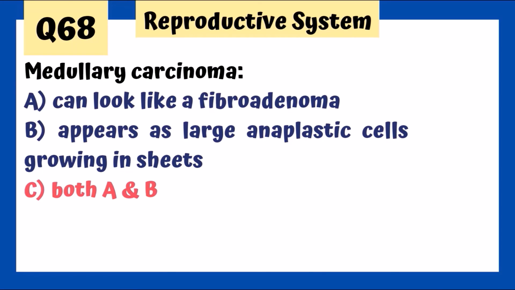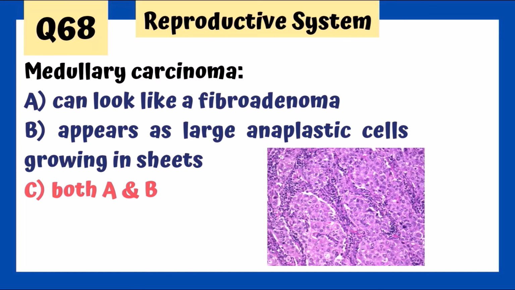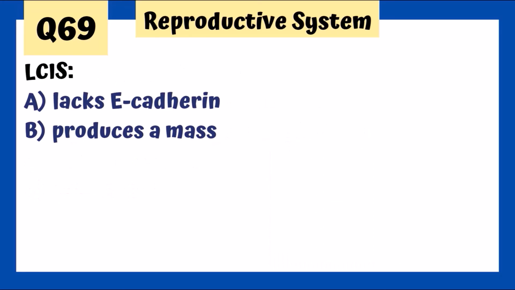Medullary carcinoma can look like a fibroadenoma, absolutely. Appears as large anaplastic cells growing in sheets. Is the medullary carcinoma. We see these large anaplastic cells growing in sheets, and it's associated with BRCA1 mutations.